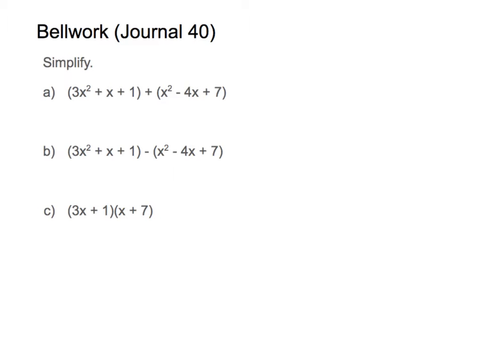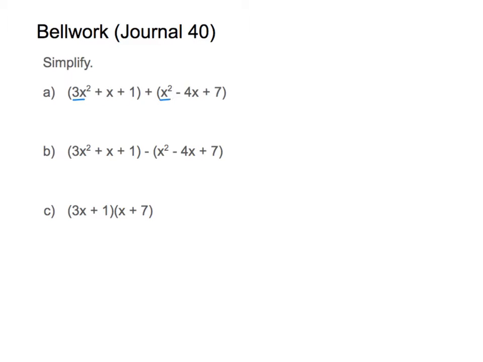All right, so in this spell work here, all I'm asking you to do is to simplify the expression. So in this first one here, you can see I'm adding this parentheses to this one. If you remember from the first semester, when we add things, we want to combine like terms, so basically things that have the same exponent. These two x's both have x squared, which means that I can combine these two terms.